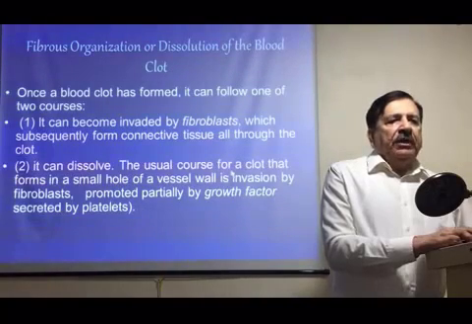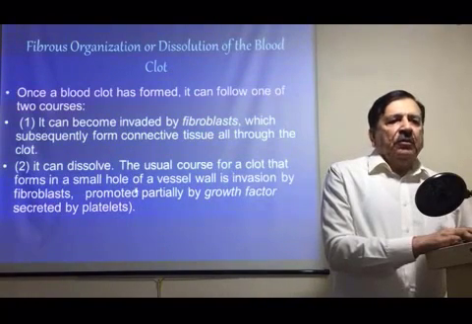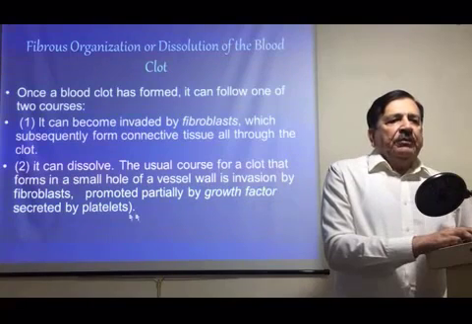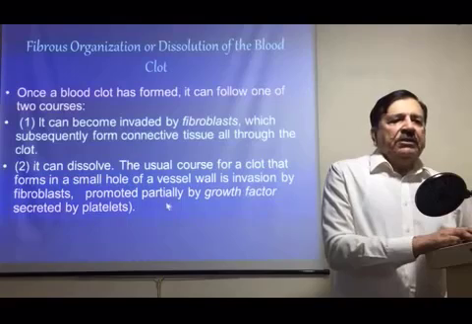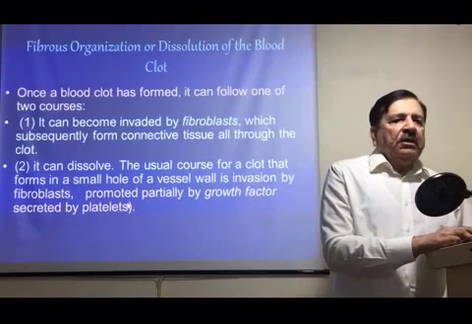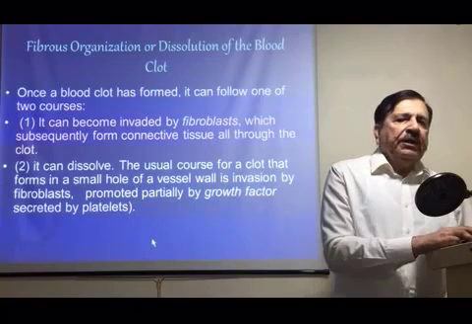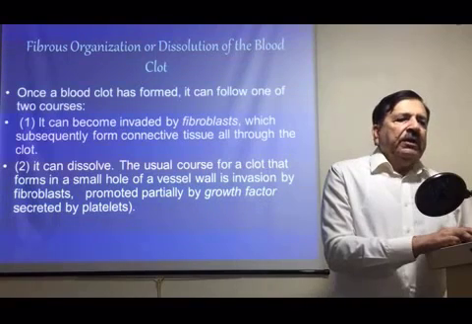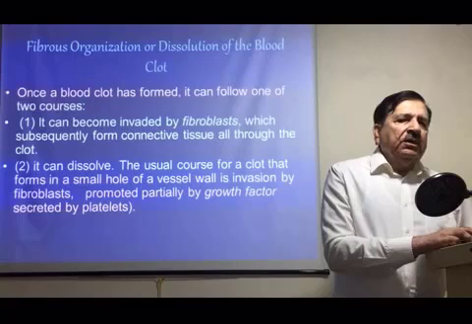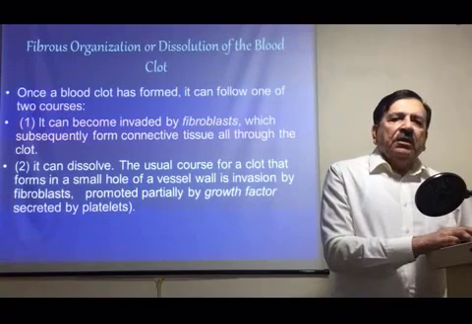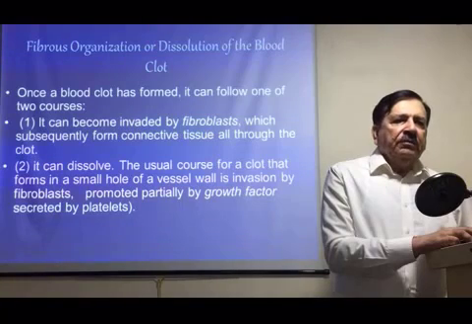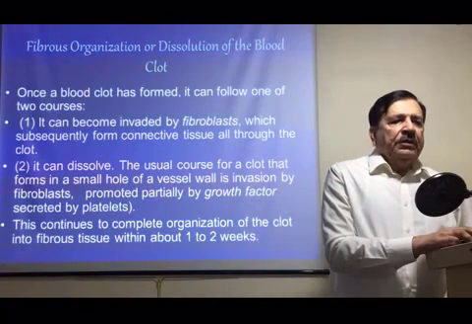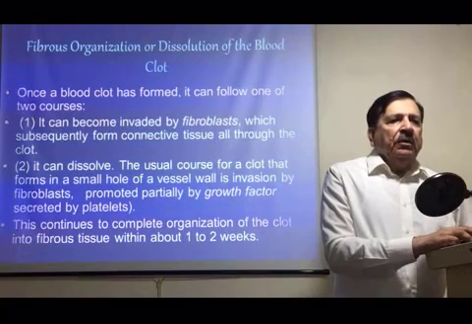The usual course for a clot that forms in a small hole of a vessel wall is invasion by the fibroblasts, promoted partially by growth factors secreted by platelets. Dissolution occurs and also the platelets produce growth factors. These growth factors activate the fibroblasts in the vessel wall and cause repair of the blood vessel, and the vessel becomes normalized. This continues to complete organization of the clot into fibrous tissue within about 1 to 2 weeks. Complete repair of the vessel takes 1 to 2 weeks.